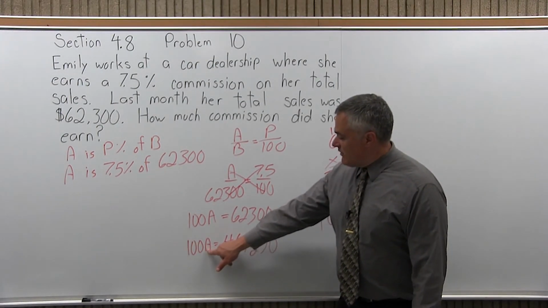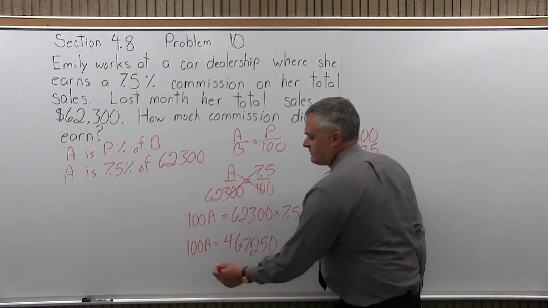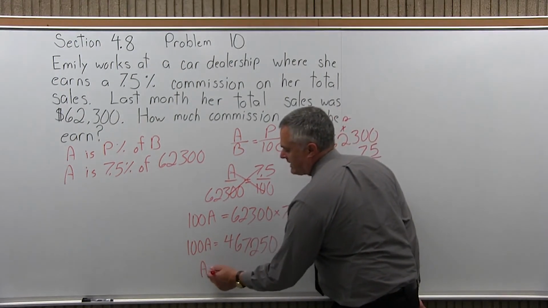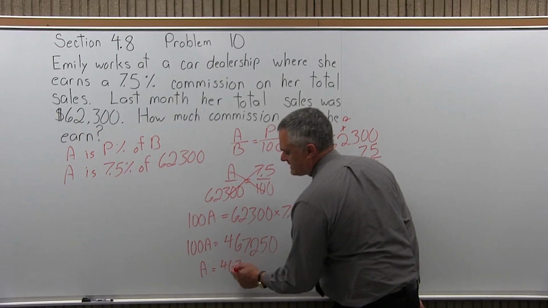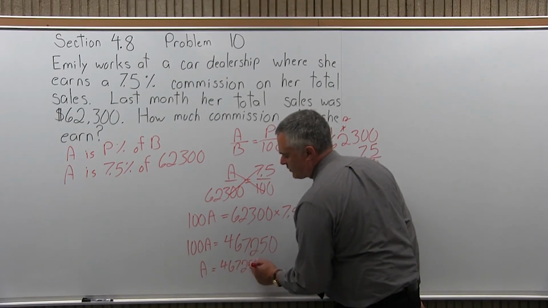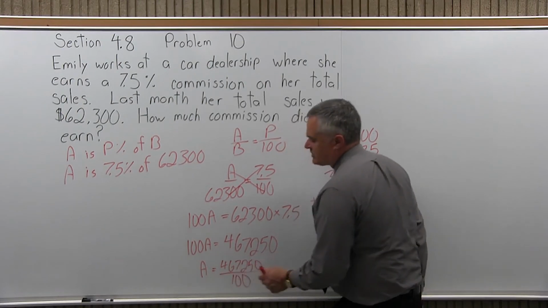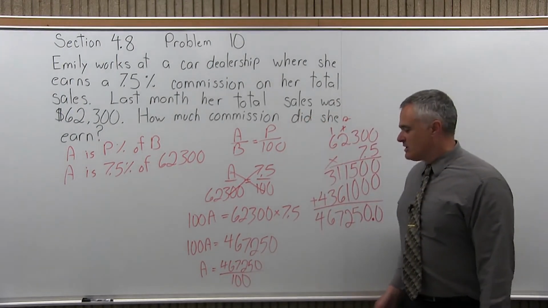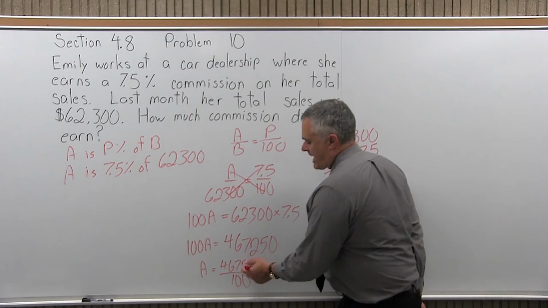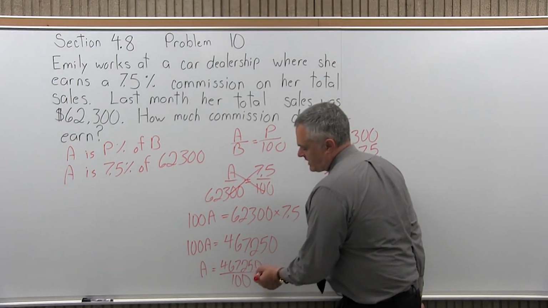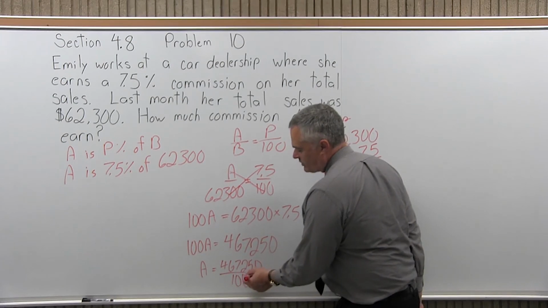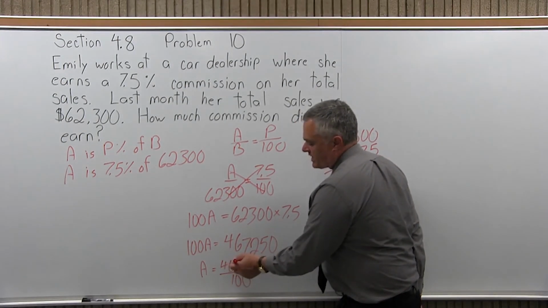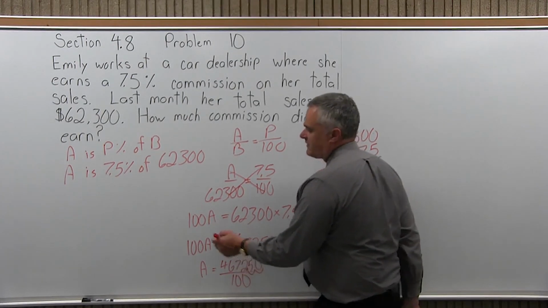So now to solve for A, I want to divide away the 100 that's in front. So A is 467,250 over 100. And that's actually a super easy division. The 2 zeros in the 100 are just going to back up your decimal 2 positions. It's not written in the answer, but you can assume it's after the 0. So it's going to go back 1, 2 spots because of the 2 zeros in the 100. So it becomes 4,672.50.